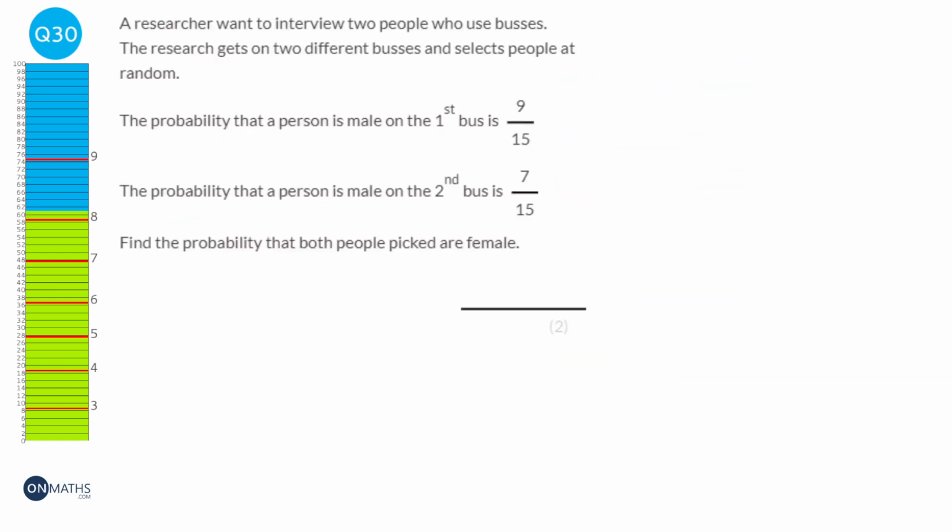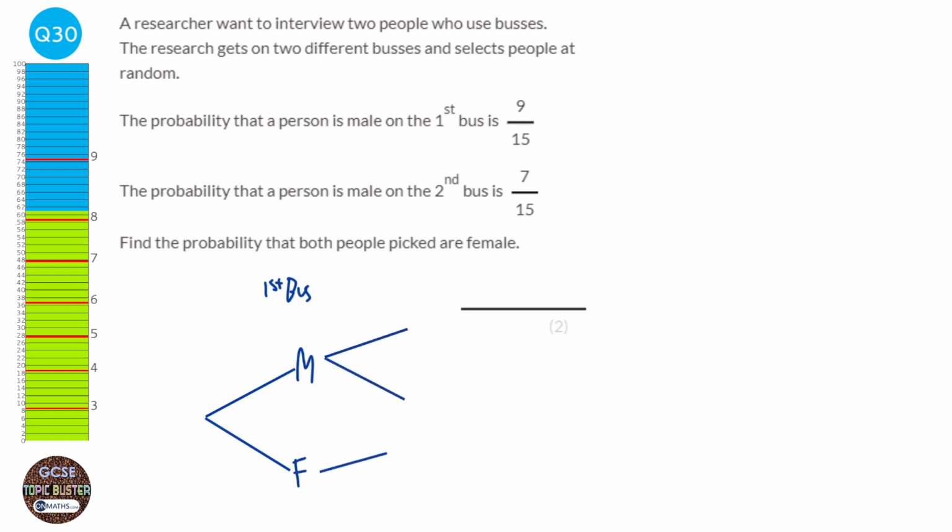There are a few different ways you could answer this question. I'm going to do it with a tree diagram, but you didn't need to draw a tree diagram to answer this question. So we've got our first branch, which is our first bus. And the choices are male and female. And we've got our second set of branches, I suppose. And it's still male and female. And this is our second bus.